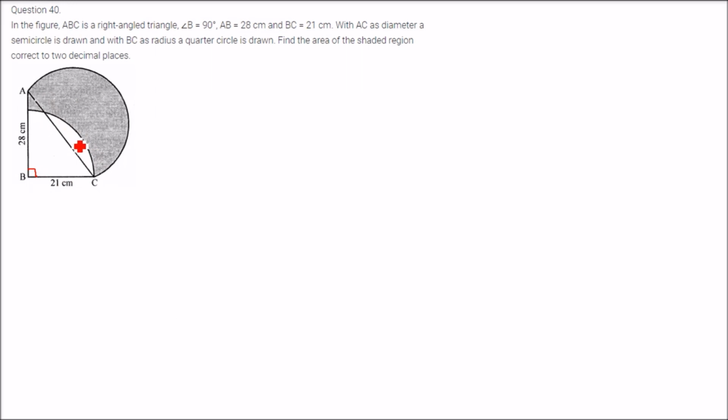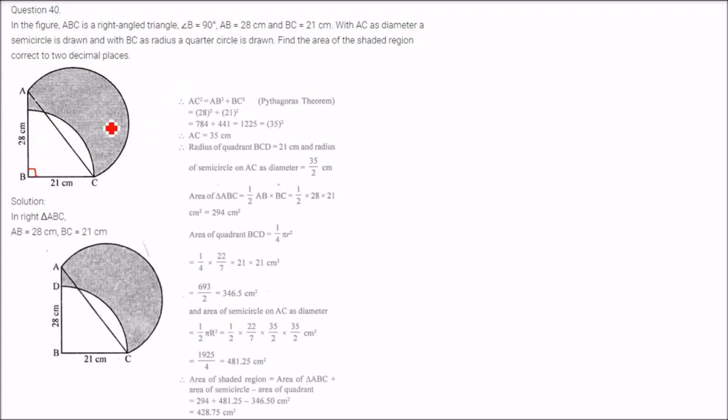BC, so there is a semicircle, and also with AC, a semicircle is drawn. So BC and AC both have a semicircle on them. Find the area of the shaded region correct to 2 decimal places. So what we have to do is, first, we'll try to find out the area of the first region, because this is the shaded region.